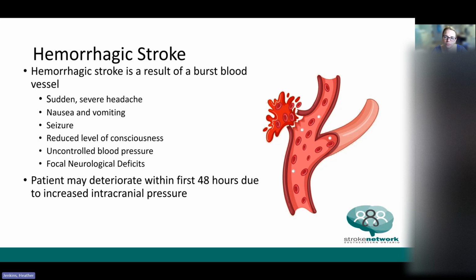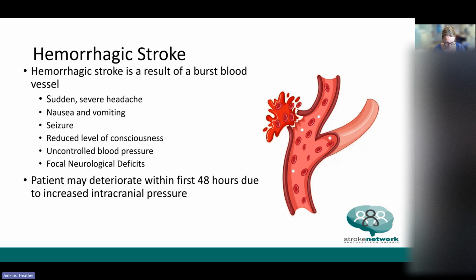So moving on to a hemorrhagic stroke. It is usually the result of a burst blood vessel within the brain, and most often to arteries that are deep within the brain. The neurological symptoms of a hemorrhagic stroke are very similar to the neurological symptoms of an ischemic stroke, but there are some key differences that you see much more often, which is that sudden severe headache, nausea and vomiting. We can see a seizure, reduced level of consciousness. These folks sometimes have uncontrolled high blood pressure, as well as some focal neurological deficits that are related to the location of the stroke. Importantly, these individuals can deteriorate quite quickly.